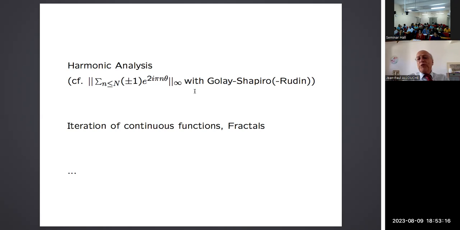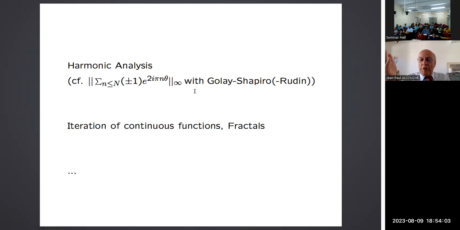Iteration of continuous functions. You probably know about this thing. You have a continuous function from 0,1 to 0,1, which is unimodal. That means it's increasing and then decreasing. Say f lambda, it depends in some reasonable way on a parameter lambda. And when lambda varies, what happens is your function has first a fixed point. It has always a fixed point, but this fixed point is attractive. And then there's a cycle of length 2, which is attractive, and then a cycle of length 4, which is attractive, and so on and so forth, 2 to the n. And finally, when n goes to infinity, you have a Cantor set, which is attractive. This is called a Feigenbaum cascade, and it's sort of universal.